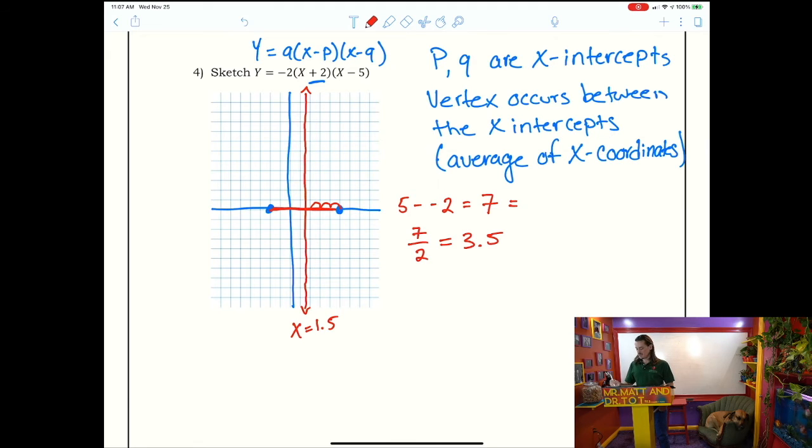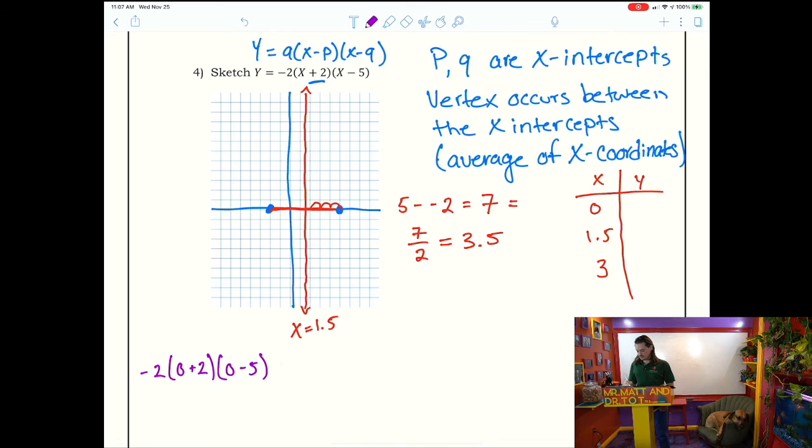So when I'm testing values, I'm definitely interested in 1.5, but I'm also going to do a point a little bit to the left, so let me say 0, and a point a little bit to the right, let me say 3. So evaluating for 0, I'm going to have negative 2 times 0 plus 2 times 0 minus 5. That's going to be negative 2 times 2 times negative 5. That's going to be negative 2 times 2 is a negative 4. Negative 4 times 5 is a positive 20.